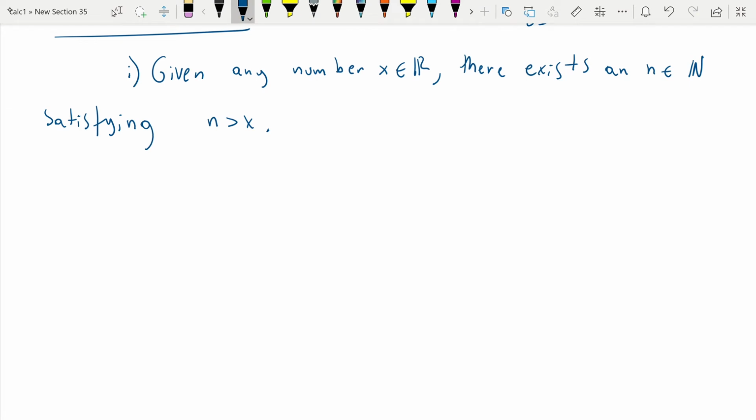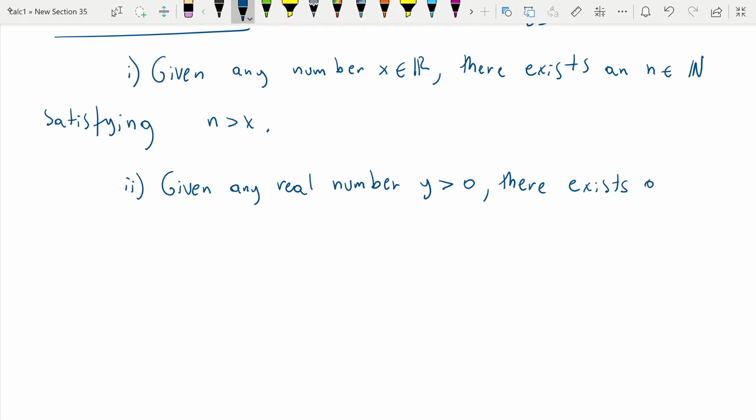Now, given any real number y greater than 0, there exists an n in N satisfying 1 over n is smaller than y.